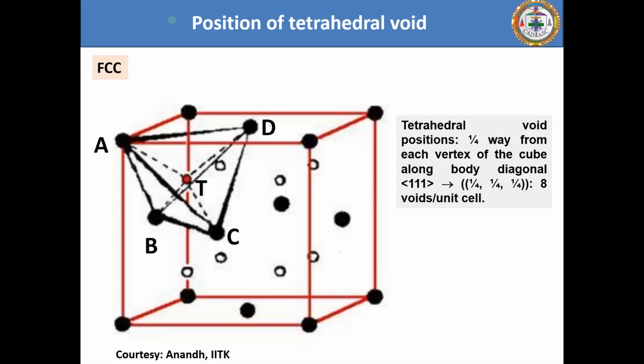So four body diagonals, fine. Now, if you're going with 4 body diagonals, what is happening? In the 4 body diagonals, I'm telling you that this void position should be lying at 1/4. Now, suppose you consider one body diagonal ranging from A to the opposite side.